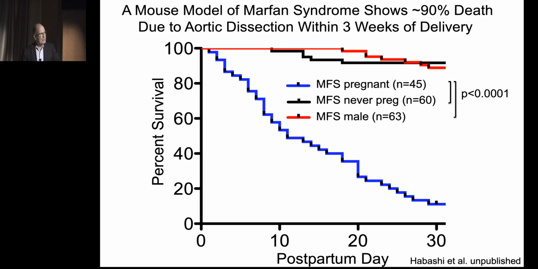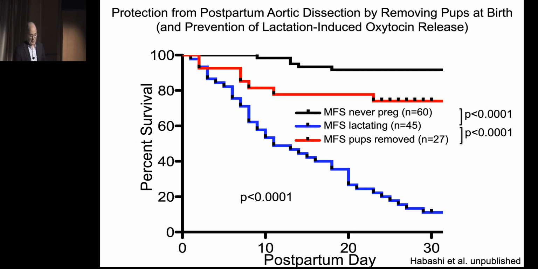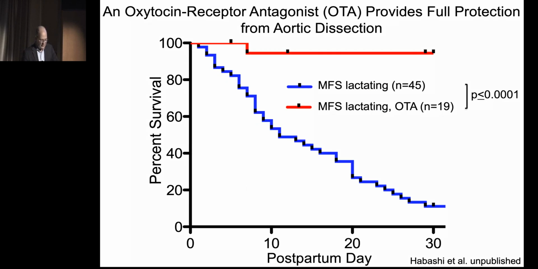So we next asked what would happen if we allowed these mice to become pregnant, allowed them to deliver, but simply took the pups away right after birth to prevent lactation-induced oxytocin release. And the answer was that simple manipulation transitions survival from near 0% all the way up to 70% just by taking the pups away. The final question is what would happen if we treated these mice with an oxytocin receptor blocker, and that was sufficient to lead to essentially 100% survival in this Marfan mouse model despite delivery.